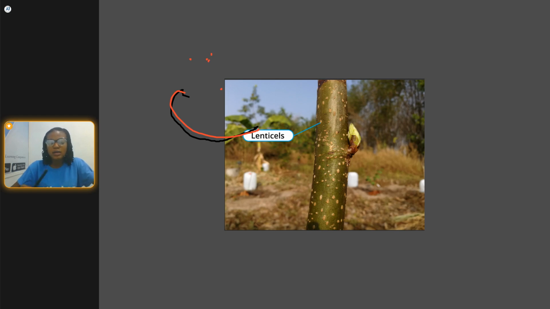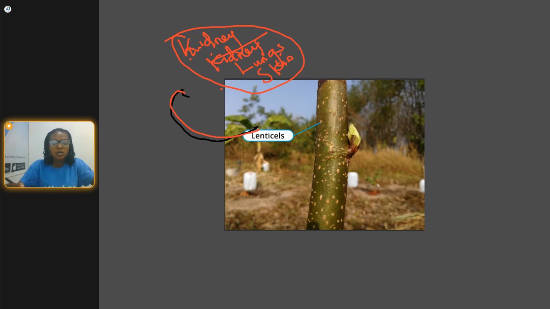All right, so I said the kidney is not the only excretory structure. Most especially when it comes to humans, we make use of the kidney, the lungs, and the skin. And we are going to be explaining the 3 organs and their excretory products.